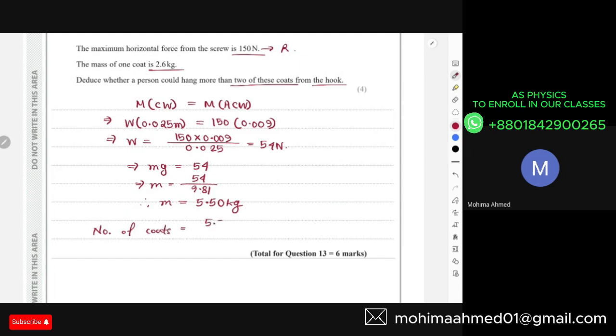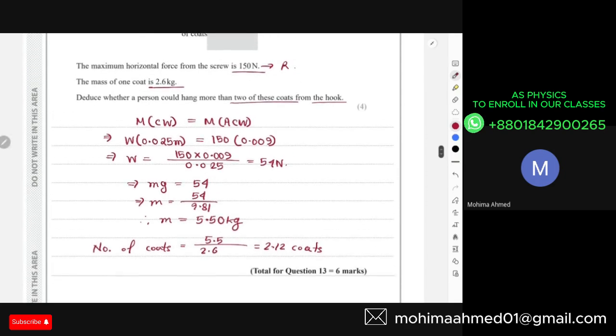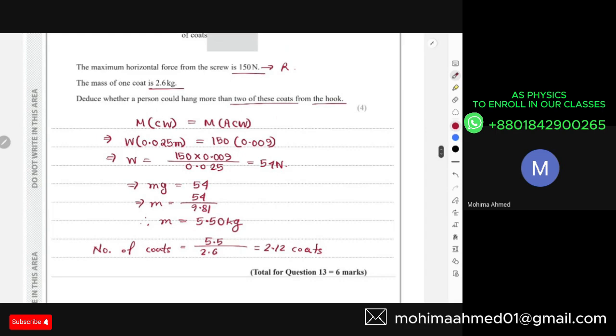that's going to be 5.5 divided by 2.6. This is 2.12 coats, right? Which is approximately 2 coats. So obviously, this hook can withstand 2 coats at maximum and not more than that. So you have to write down a statement here also that a person could hang only 2 coats, not more than that.